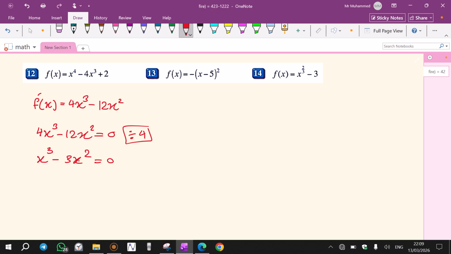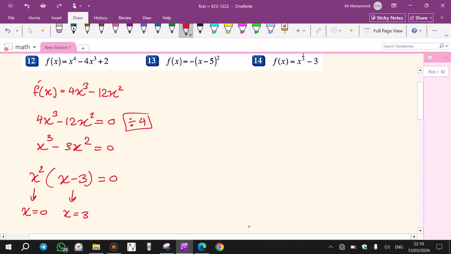Now take x squared as common factor. That's x power 3, this is x power 2, they both contain x squared. If x squared went out as a common factor, what's remaining here is x minus 3 equal to 0. Now we have a zero product. If x squared is equal to 0, x is going to be 0. And if x minus 3 is 0, x is going to be 3. These two values are critical values because I got them from derivative equal to 0.